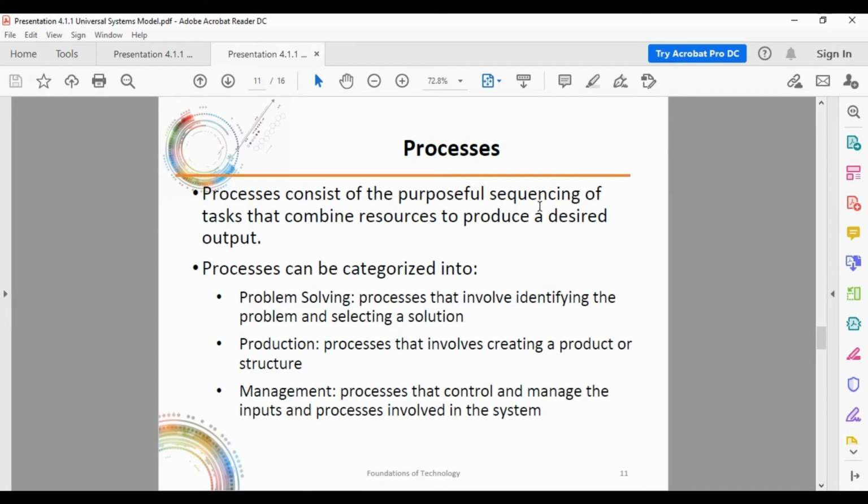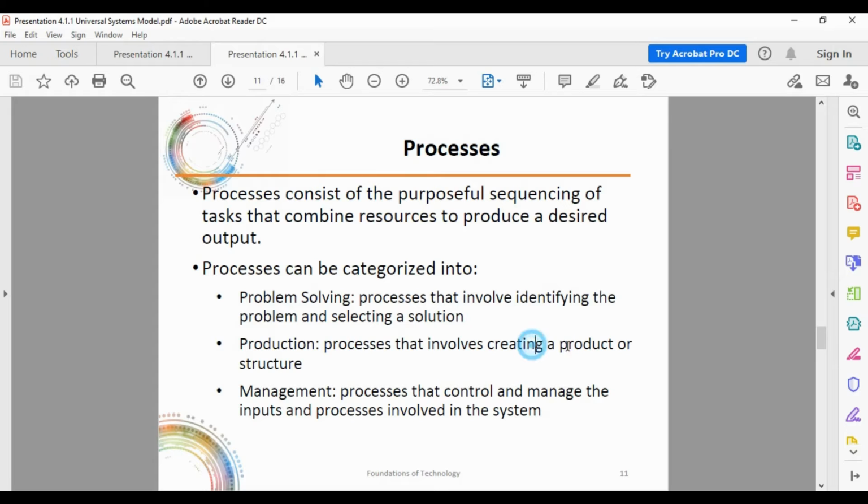Processes consist of purposeful sequencing of the tasks that combine resources to produce a desired output. Processes can be categorized into problem solving, processes that involve identifying the problem and selecting a solution. This is where mathematics comes into play. The better you are at math, the better you're going to be at problem solving. That's just one of the areas where mathematics comes into play.